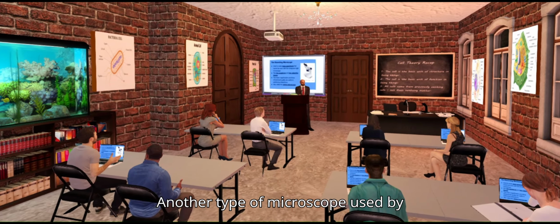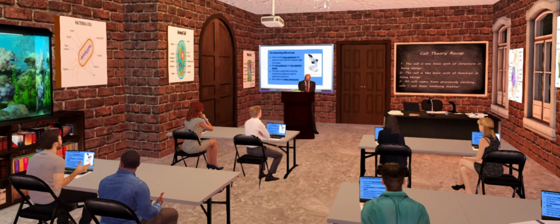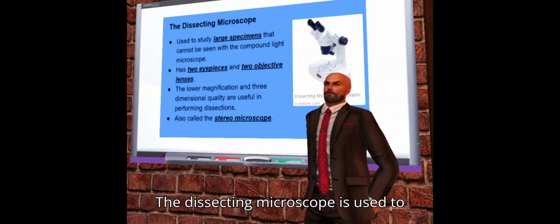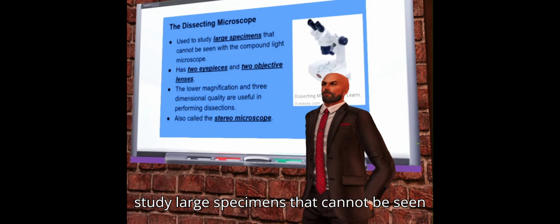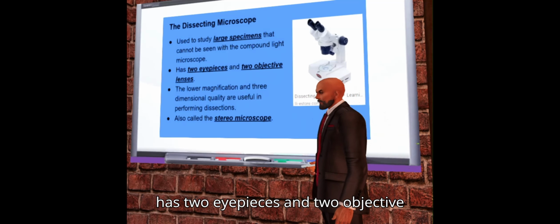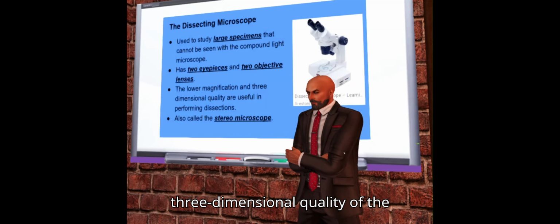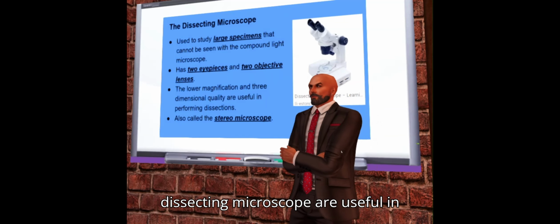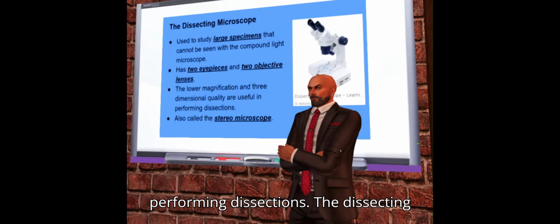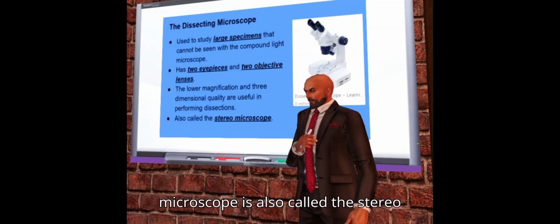Another type of microscope used by scientists is the dissecting microscope. The dissecting microscope is used to study large specimens that cannot be seen with the compound light microscope. It has two eyepieces and two objective lenses. The lower magnification and three-dimensional quality of the dissecting microscope are useful in performing dissections. The dissecting microscope is also called the stereo microscope.